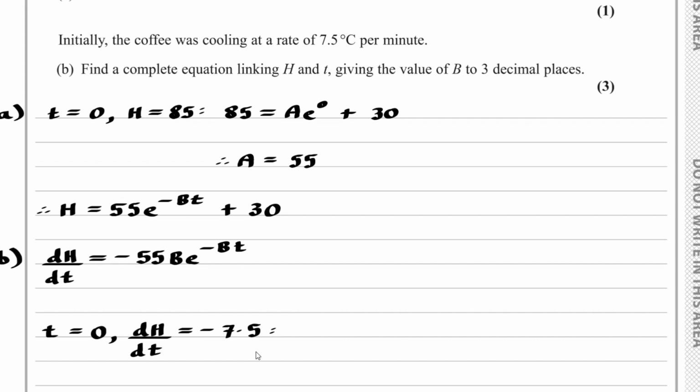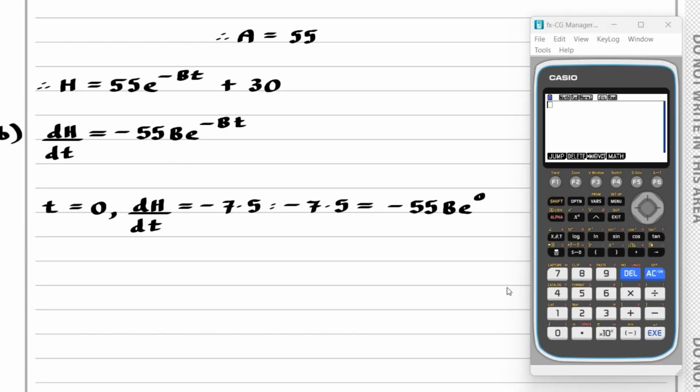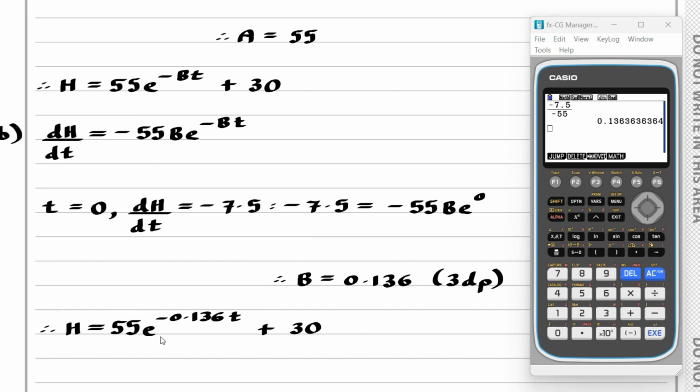So if we substitute these back into the differential equation, we have negative 7.5 equals negative 55b e to the 0. And if we attempt to solve for b, we have negative 7.5 over negative 55, which as a decimal is 0.136, etc. So to 3 decimal places, we have b equaling 0.136. We can now write down the complete equation for h. We know what b is, so replacing b with 0.136, h is equal to 55e to the negative 0.136t plus 30.